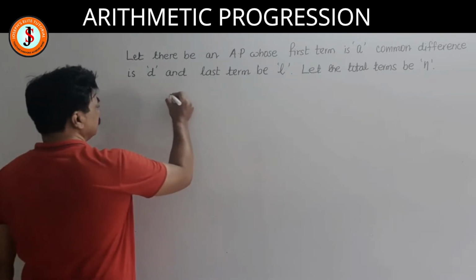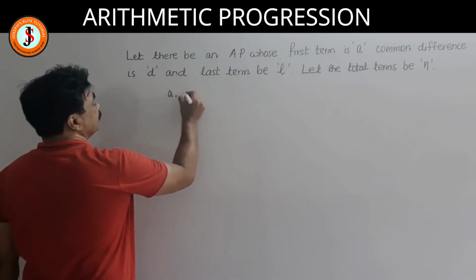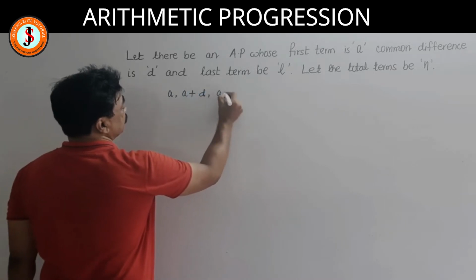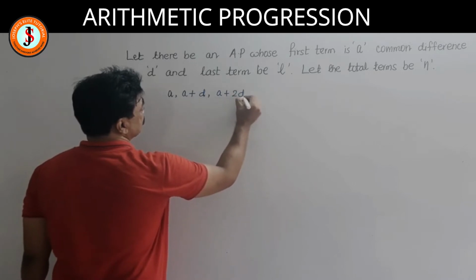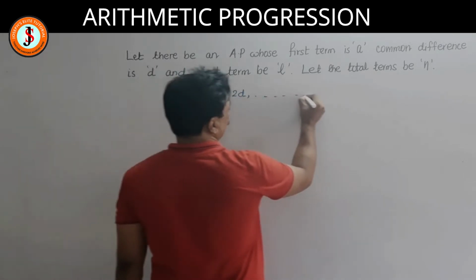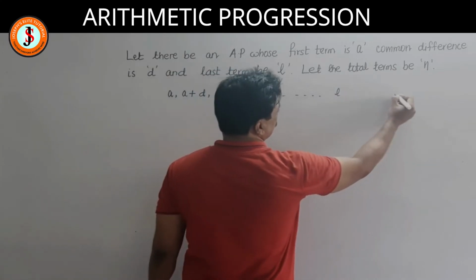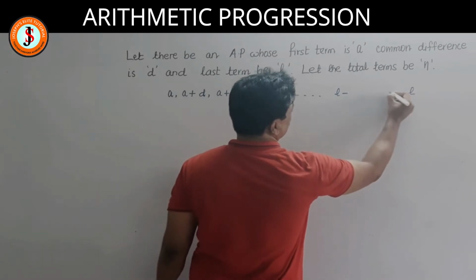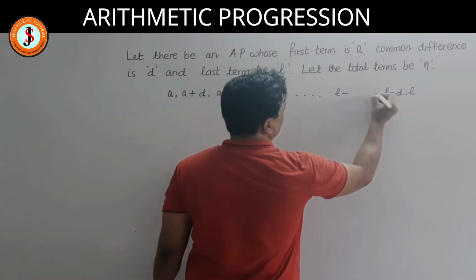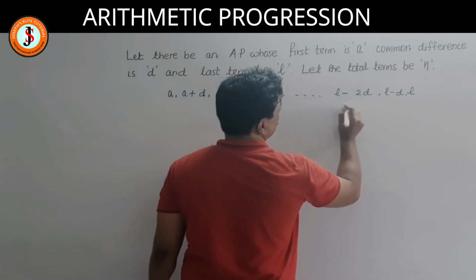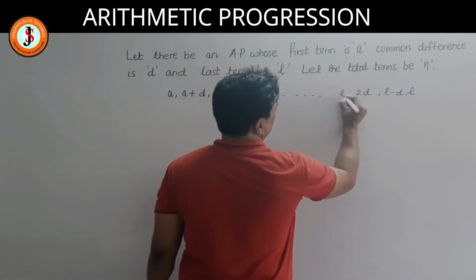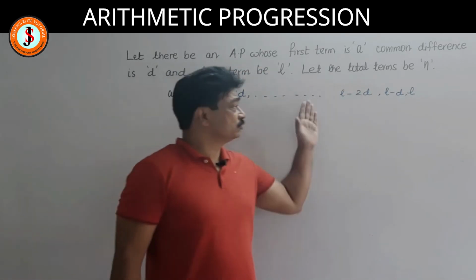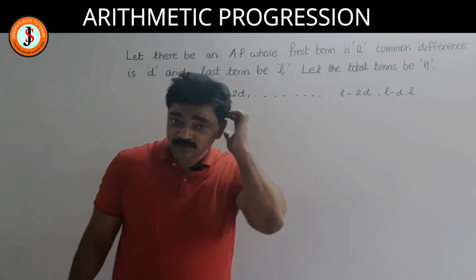So the AP will be A, then A plus D, then A plus 2D, then we can go to the third last term. If the last term is L, then the previous term will be D subtracted from L, the common difference, and the third last term will be 2D subtracted from L. So when we go from first to last, we add the common difference, and when we come back from last to first, we subtract the common difference, isn't it? So this is the case.